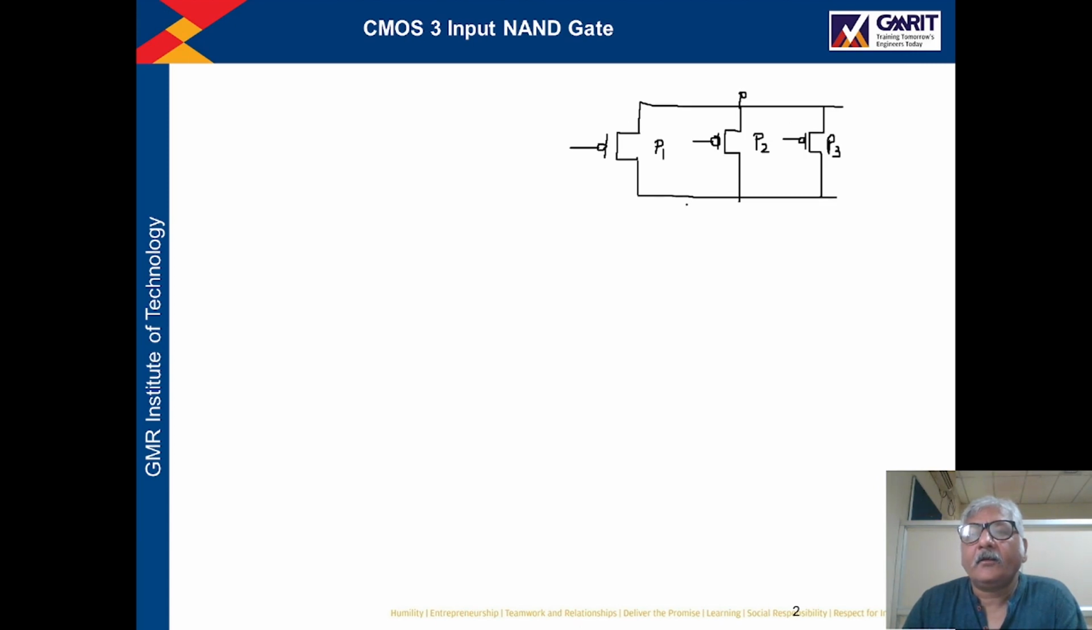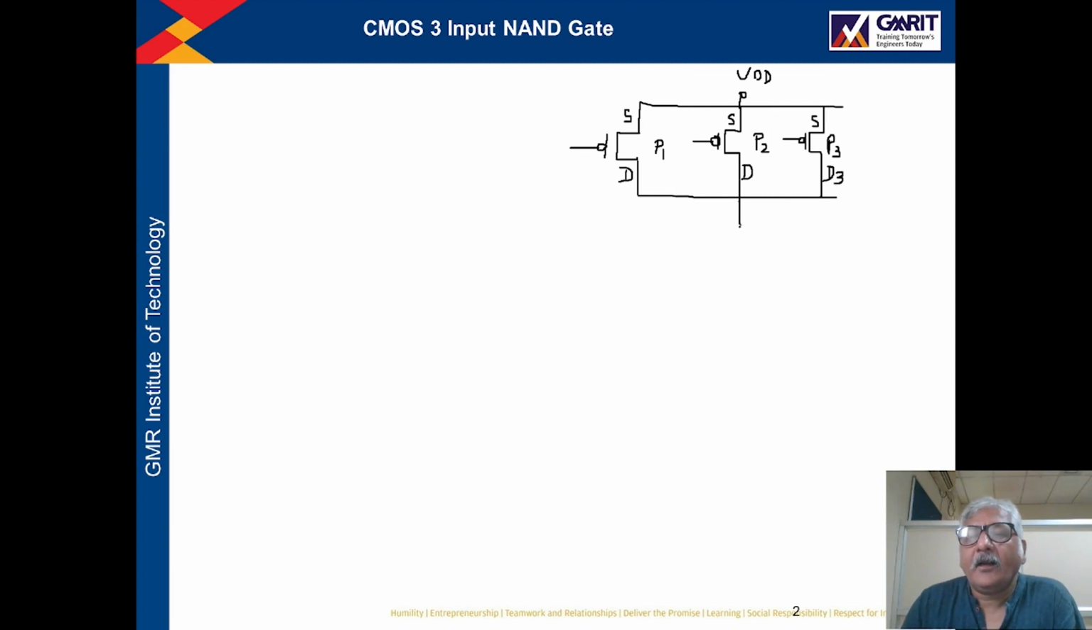Here this is VDD, and here this is the source of PMOS 1, this is the source of PMOS 2, and this is the source of PMOS 3, and these 3 sources of the PMOS are connected to VDD. And this side, this is the drain of PMOS 1, this is the drain terminal of PMOS 2, and this is the drain terminal of PMOS 3.